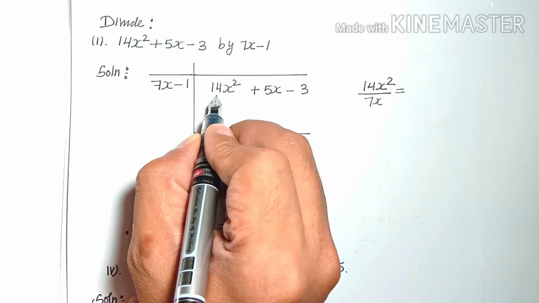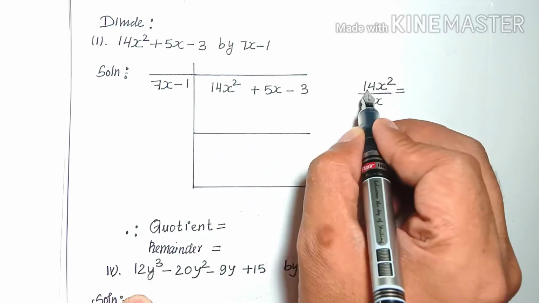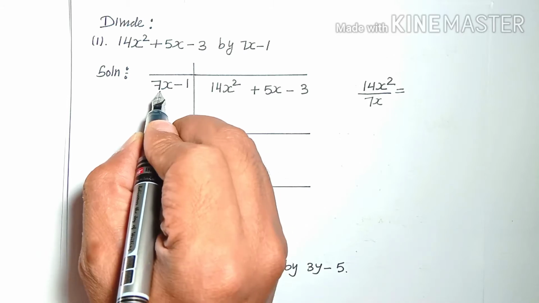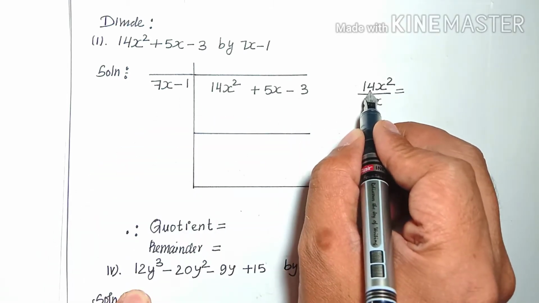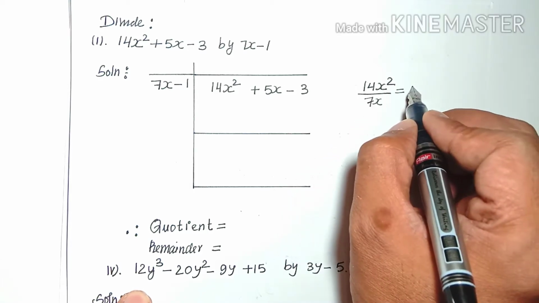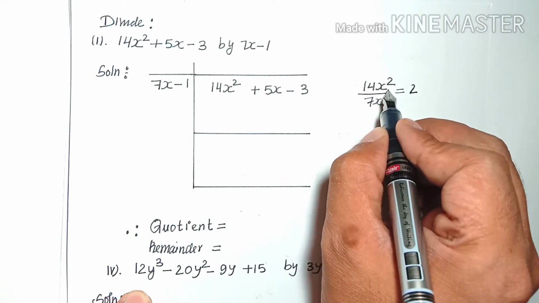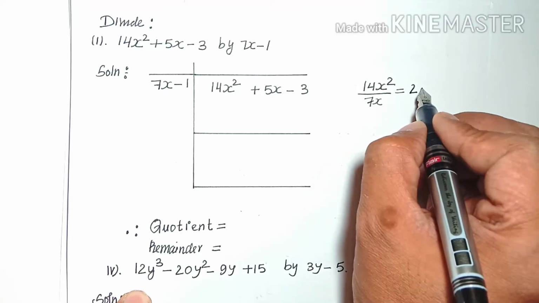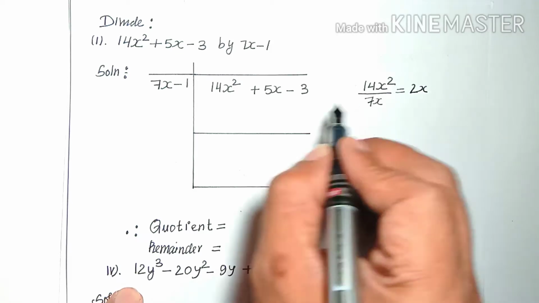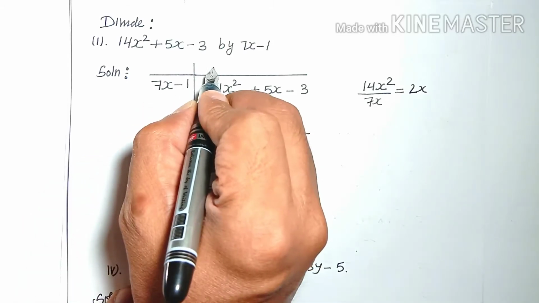So the first step, what you'll have to do, take the dividend value, which is 14x squared, divided by the 7x. 7 table, do we get 14 or not? So you can see here, 7 into how many times equals 14, which is 2 times, and for the variable, the power you'll have to subtract, which is 2 minus 1 will be 1. That means if you cancel this, we get the quotient 2x. That means 7 into how many times equals to 14. That is 7 into 2.